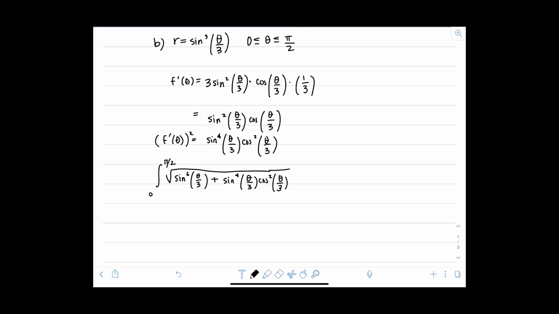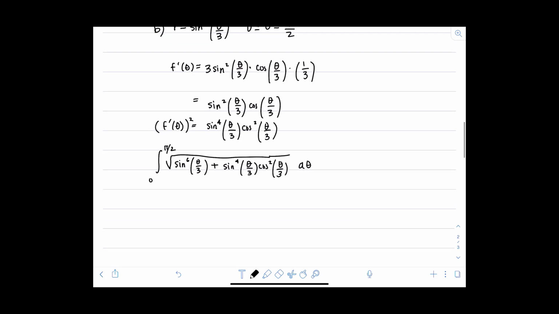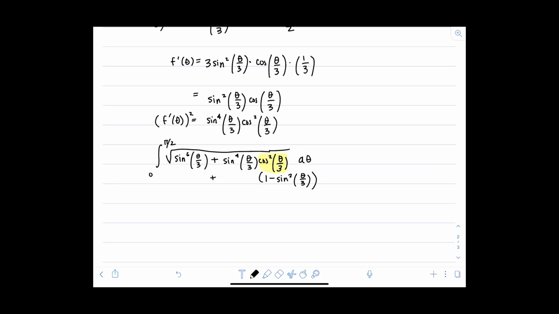Okay, now when we go to integrate this, this is a fat mess, right? So I really don't want to leave it looking like that. Instead, I'm feeling some trig identities to hopefully put everything in terms of sine and maybe get some common terms that we can combine. So I note that cosine squared is equal to 1 minus sine squared, keeping the argument the same. And then this becomes sine to the fourth theta over 3 times 1 minus sine squared theta over 3. And we still have that sine to the sixth theta over 3 in there.